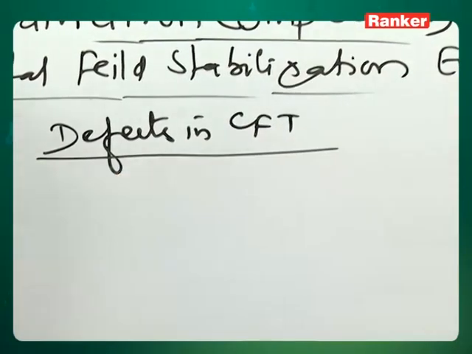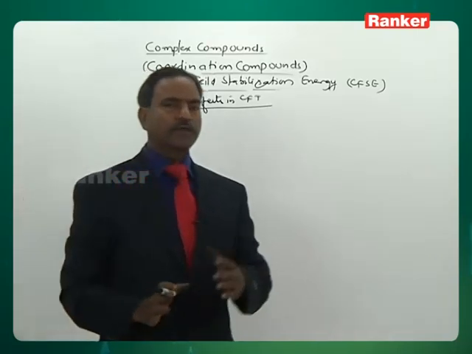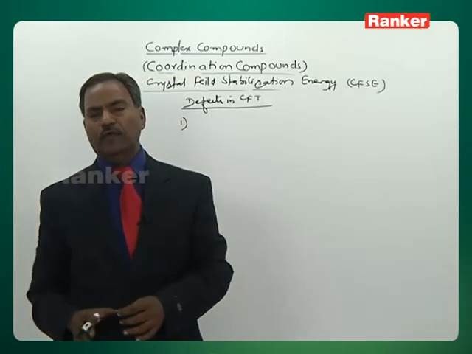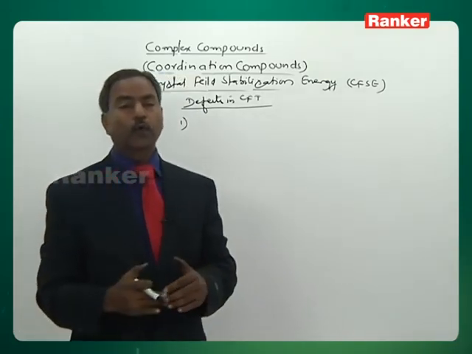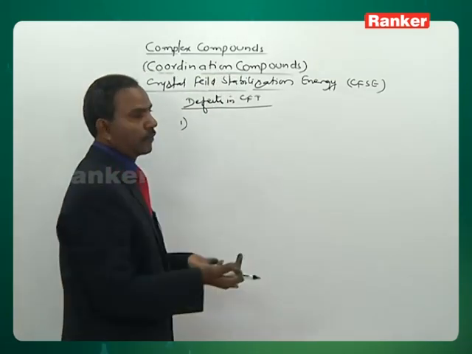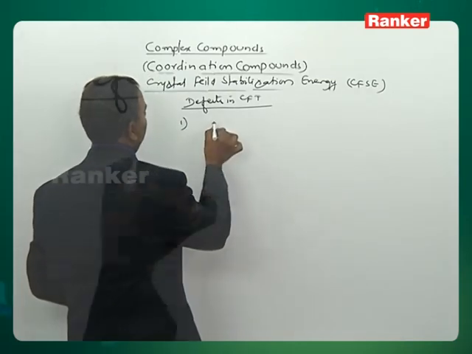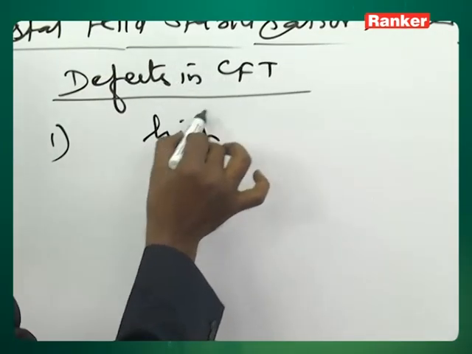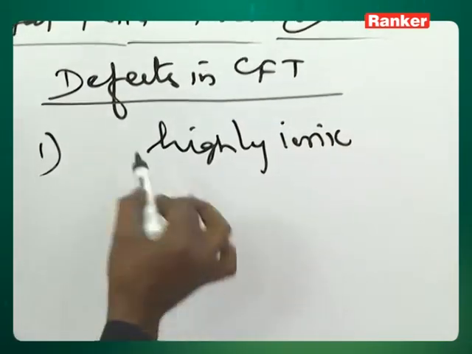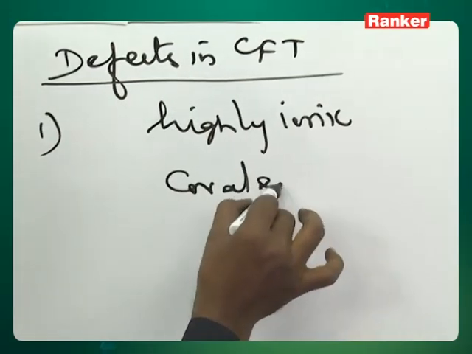Defects in CFT. Now what? According to the first postulate, you check it. He said the metal to ligand bond is purely electrostatic force, highly ionic, with no overlapping of orbitals and no transfer of electrons. The bond is 100% highly ionic. Therefore, this theory fails to explain covalent characters of complexes.